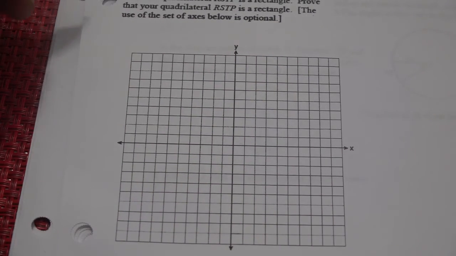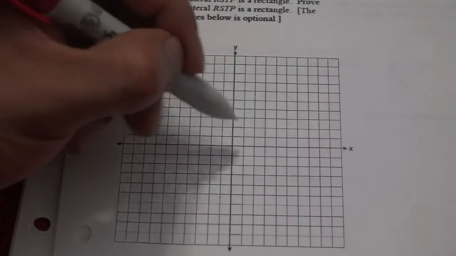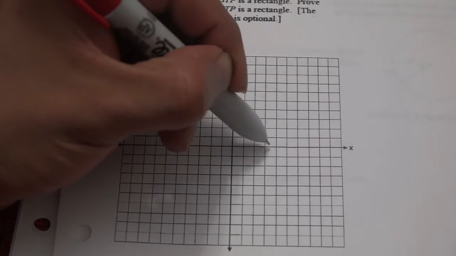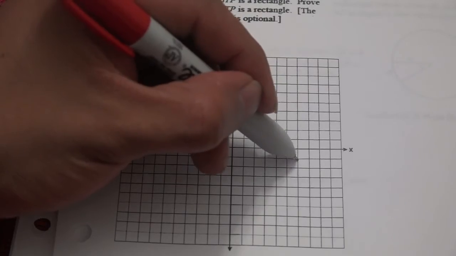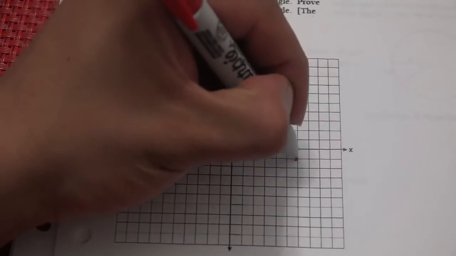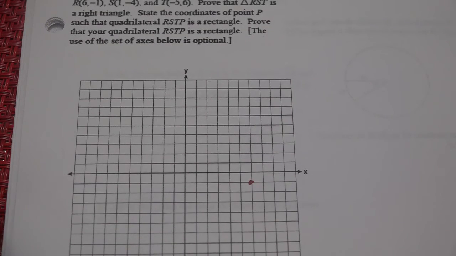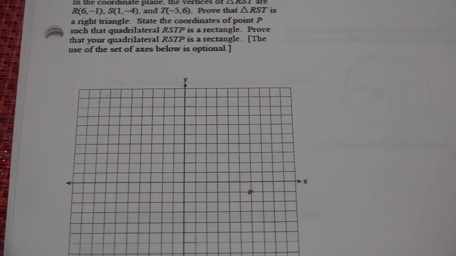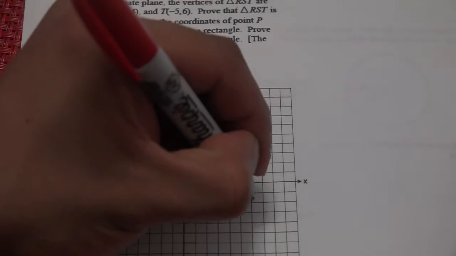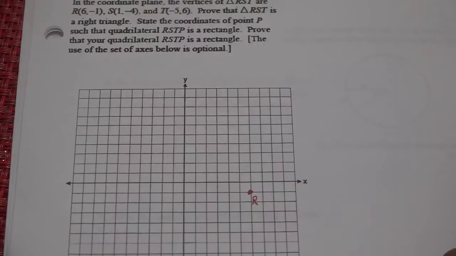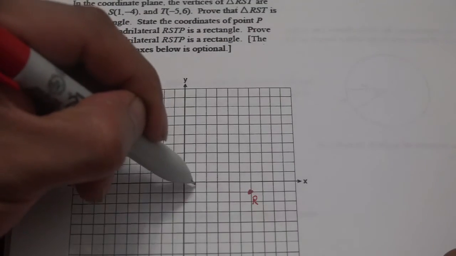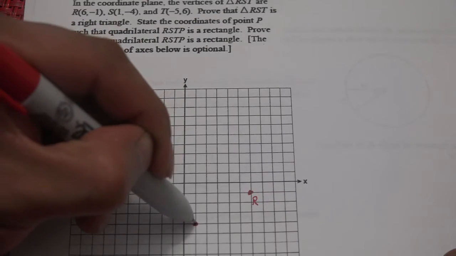Okay, so what do I know? R is (6, -1). So 1, 2, 3, 4, 5, 6, negative 1. So this is R right here. Okay, what else do I know? S is (1, -4). Okay, first of all, this is R. S is (1, -4). 1, 1, 2, 3, 4. This is S.